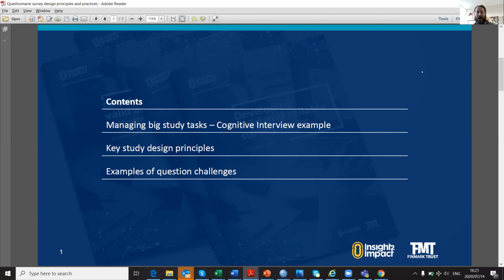So I'm going to talk about managing a big study task and looking at the cognitive interview from the organization that's actually doing the study. Obviously, Iska is taking on the role of the researcher that's actually implementing the work. And then from there, I'm going to take a step back to talk about overall key study design principles for getting questionnaire meaning and wording, and then give you some examples of question challenges, just to take a little bit further, and a bridge between Iska and Kate. Iska's already introduced some, and Kate's going to give you some other good practical examples.